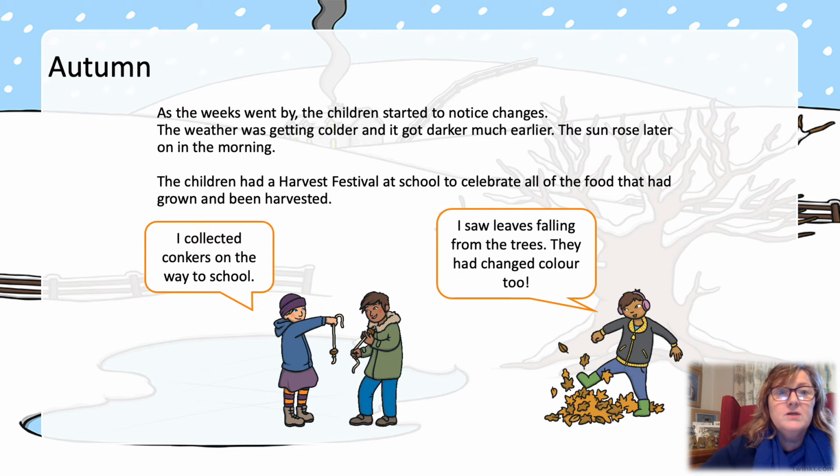I collected conkers on the way to school, and I know some of you, I think Veronica, she went to Himley and brought some conkers back from Himley last year. I saw leaves falling from the trees. They had changed colour too. What colours do the leaves turn in autumn? They go from green to gold and brown, don't they?